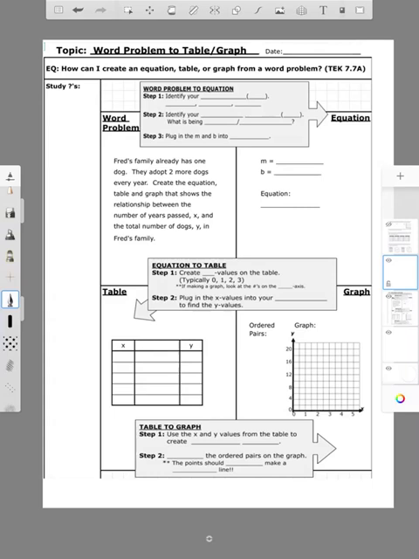We're going to talk about our question, which is how can I create an equation, a table, or a graph from a word problem? So, to start off, we're going to talk about word problems to equations.